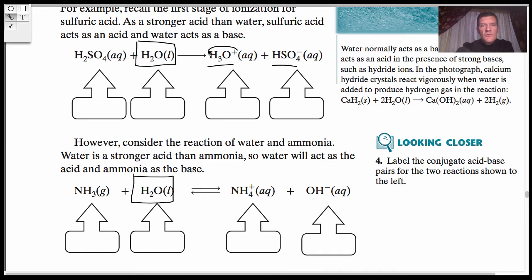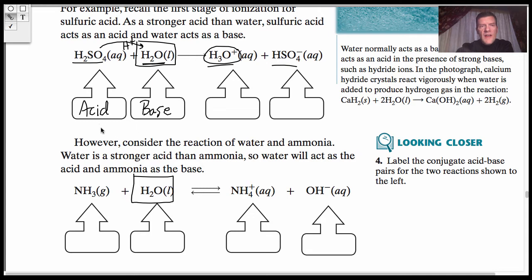How is this hydronium being created? That hydronium is being created because this water is accepting H plus from the H2SO4. So the H2SO4 is donating a proton. It is an acid. The water is accepting that proton. It is a base.